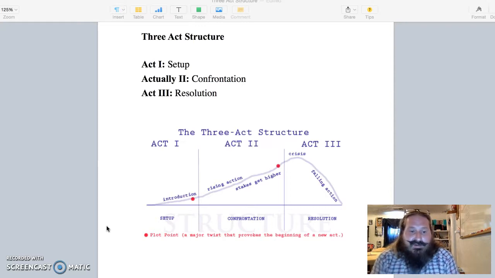So, a couple key points to go over. Three act structure. Act 1 is the setup. You have to set the story up, tell us what's going on and who's involved. Act 2 is the confrontation. This is where the character has to overcome obstacles in order to get to where he or she is trying to go. Act 3 is the resolution. This is where all the loose ends are tied up. The story is over, and that's our 3-act structure.